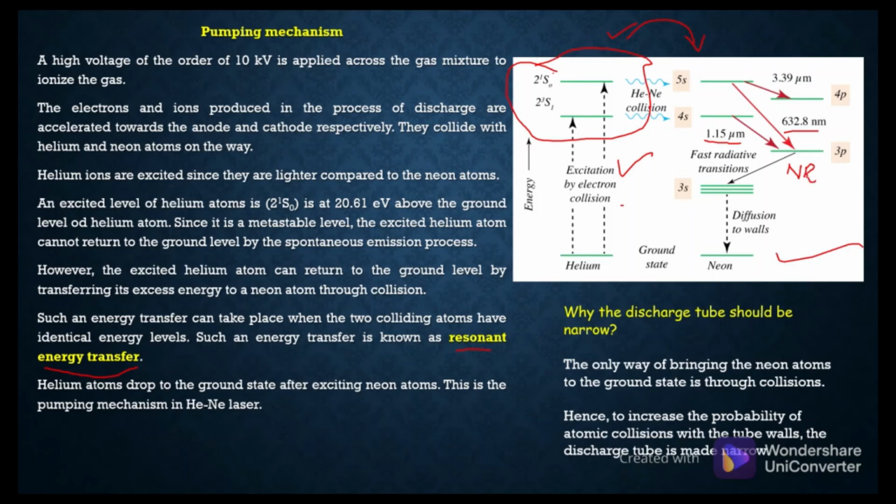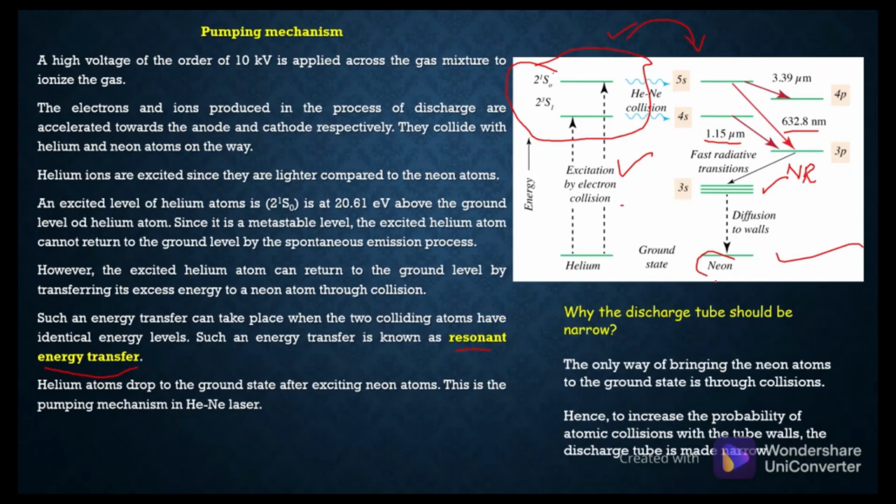And in general, it is difficult for the atoms in the energy level 3s to come down to the ground level of neon. In order to make these atoms come down to the ground state, they have to lose energy. That is why the discharge tube is made very narrow, because these neon atoms will collide with the walls of the discharge tube, lose energy, and then only will they come to the ground state.